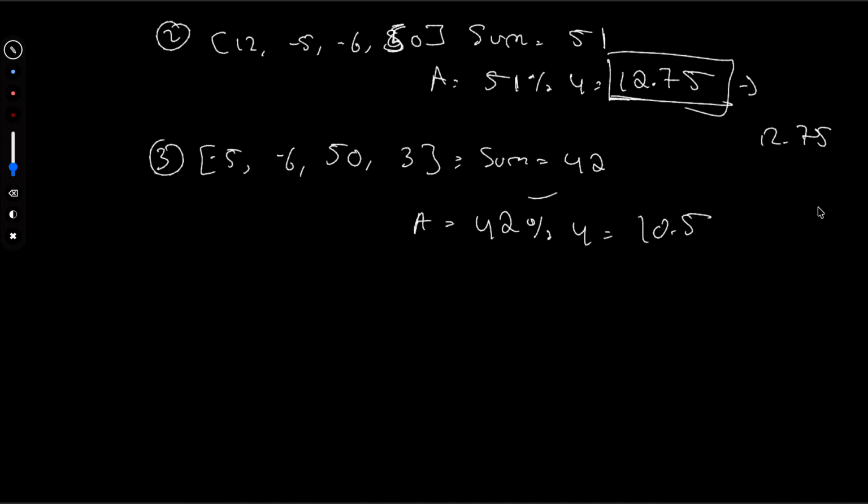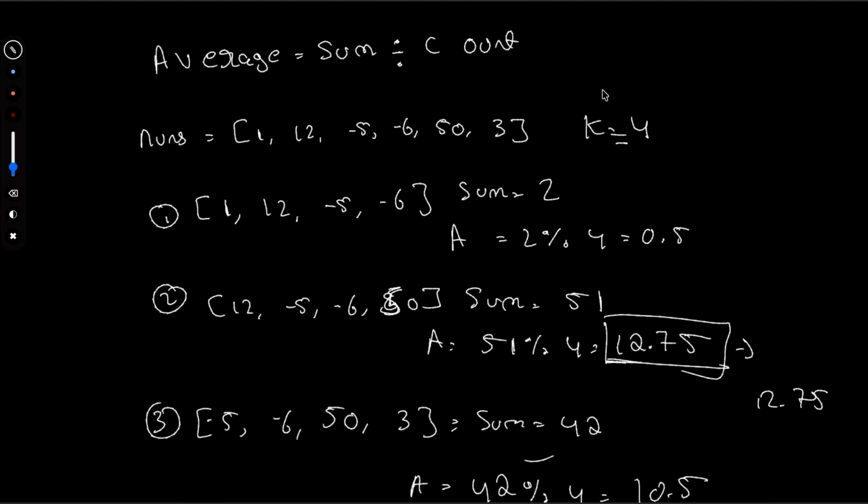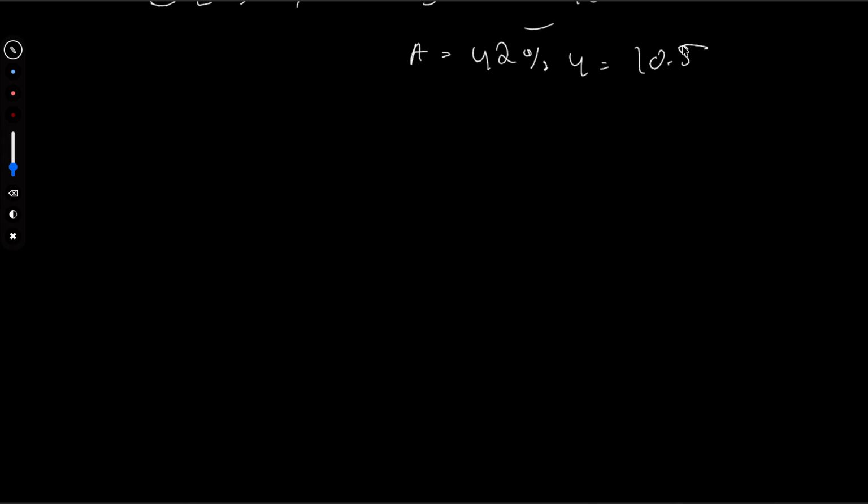In brute force, take every subarray of size k, calculate its sum, divide by k to get the average, and keep track of the maximum average. But this takes too much time, so for this we are going to use the sliding window.